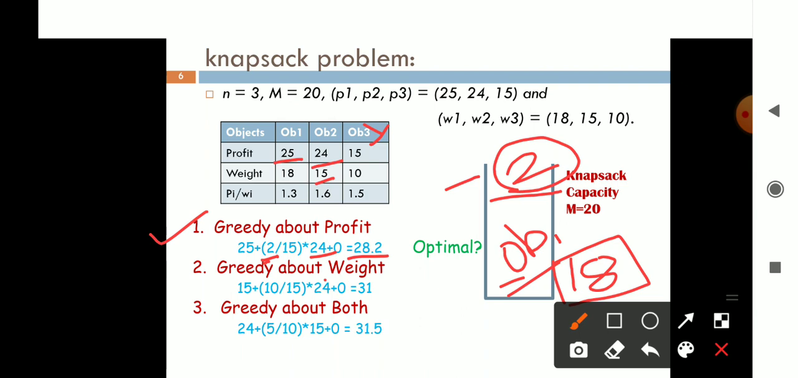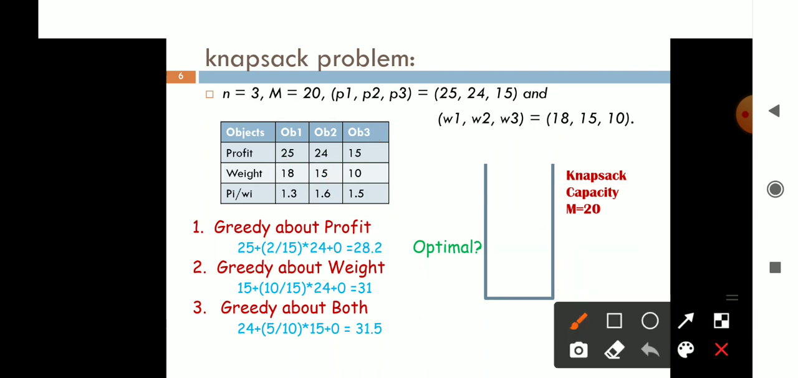Is it optimal? Can we put other objects which will give more profit? That is what we have to find out, because we have talked about only profit here. We are thinking about only profit here.